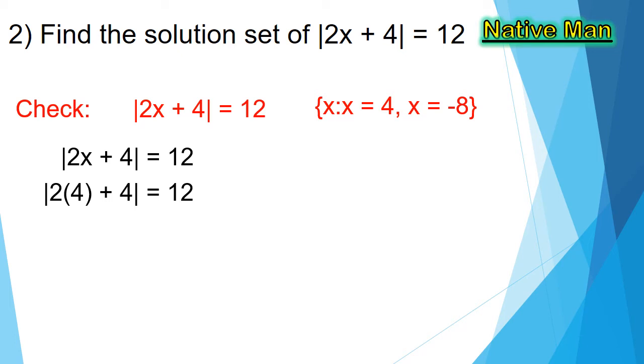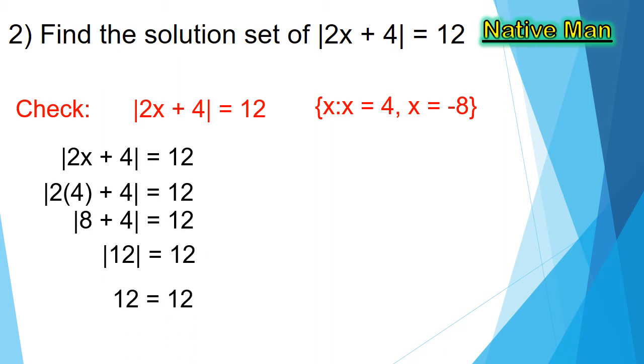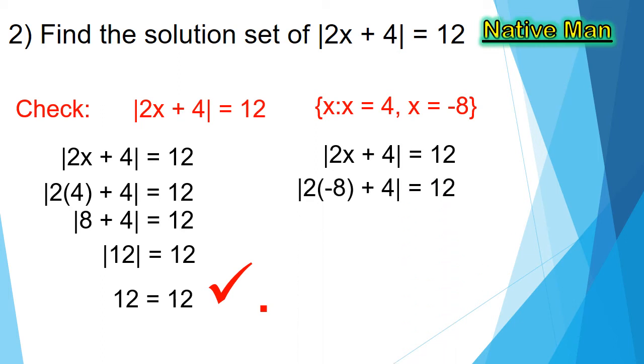So, simplify po natin yung nasa loob ng absolute value. Multiply po muna tayo. 2 times 4 is equal to 8. So, 8 plus 4. So, 8 plus 4 is equal to 12. So, absolute value of 12 is equal to 12. Pag kinuha po yung absolute value of 12 is 12. So, therefore, 12 is equal to 12. That is correct. How about negative 8? Okay, substitute din po natin yung negative 8. So, 2 times negative 8 plus 4 sa loob po ng absolute value is equal to 12.